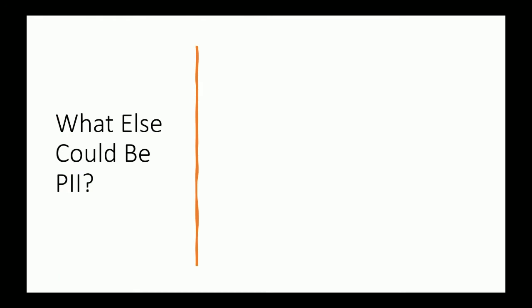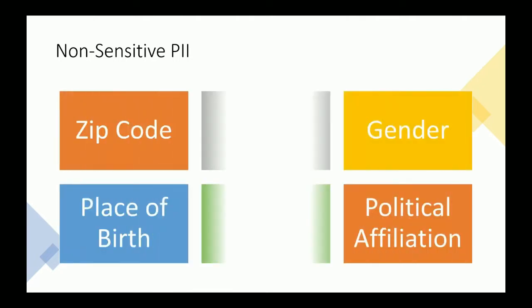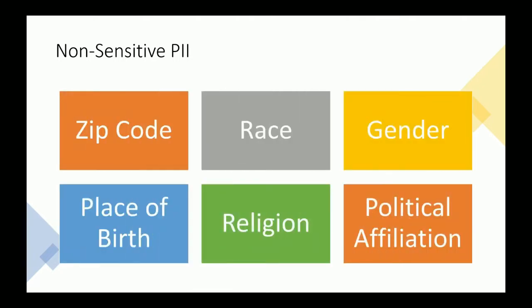But there are other things that could also be considered personally identifiable information. Some of those things could include your passport number or a federal ID you may have, your credit card information, your email address, the IP address that you connect to the internet from, other financial information, and some medical records. We also have this category called non-sensitive personally identifiable information. That information could include things like your zip code, your race, your gender, your place of birth, your religion, or your political affiliation.